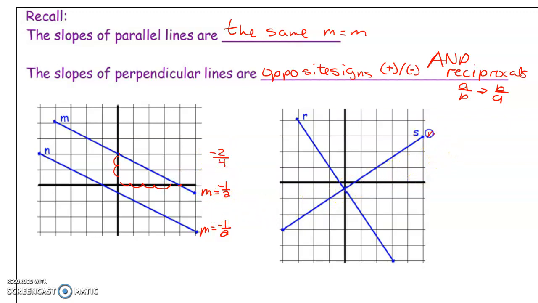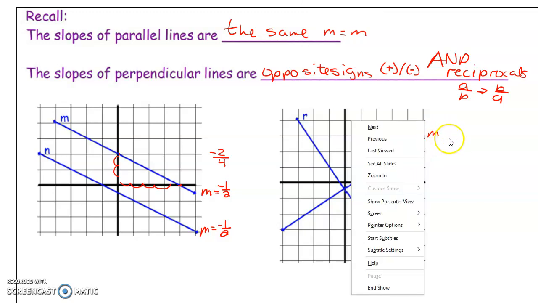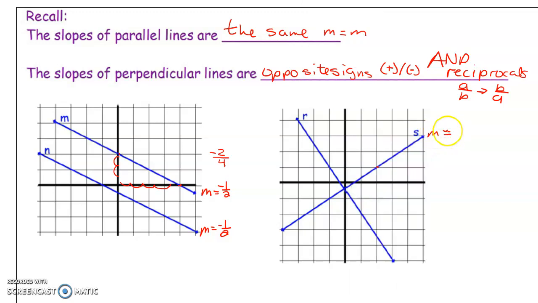Over here, if I pick some friendly points on this one, this has got a positive slope. And I've got a rise of 2 and a run of 3. This line here, line R, if I pick some friendly points, I've got a drop of 3 and a run of 2. Since these are opposite signs, positive, negative, and flip, they are reciprocals, I know that these are perpendicular lines.